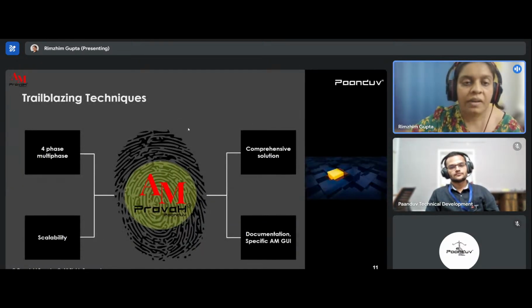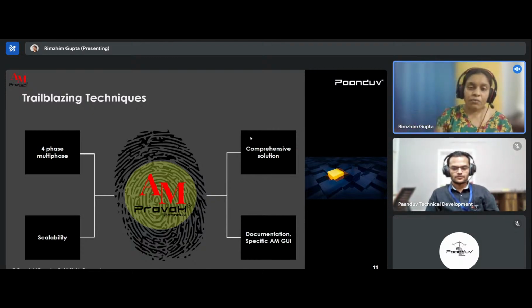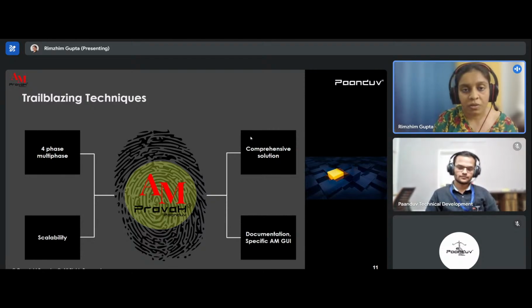Now let's understand why we are emphasizing a lot on the four-phase multi-phase system and what the distinguishing features of AM Pravah are. The first one, I would again highlight the four-phase multi-phase system, which brings us closer to the accurate results. When we try to minimize the assumptions, we are automatically moving closer to the actual results. The second thing is that it is a comprehensive solution, and in future we want to make it a one stop solution for all the AM processes to model.